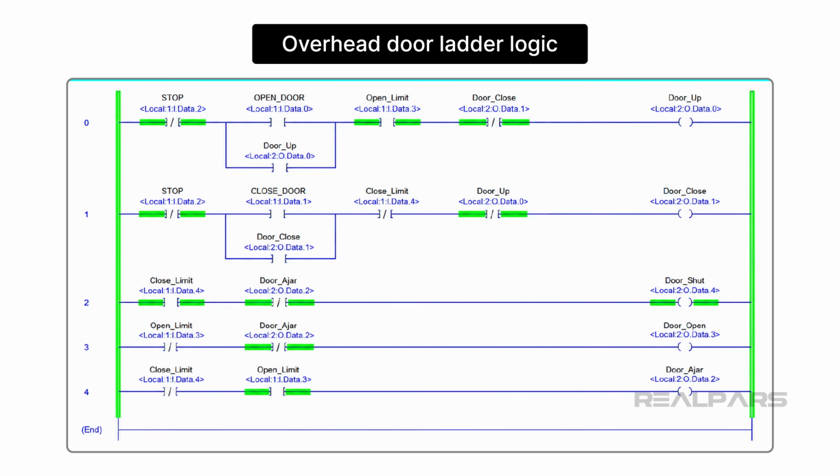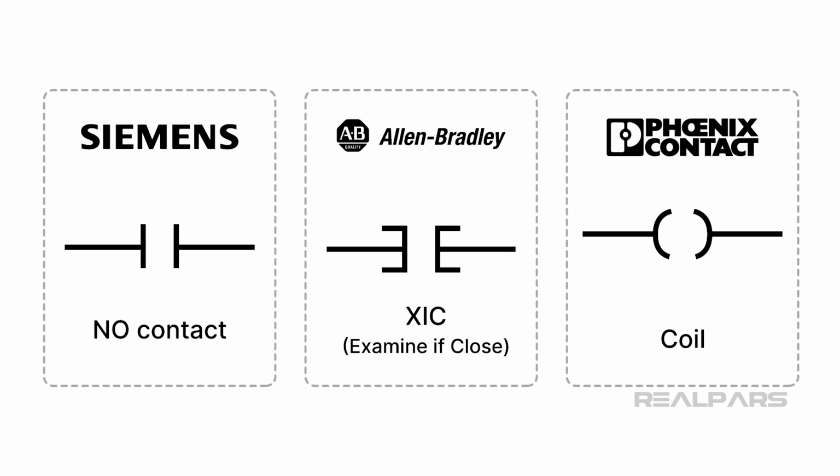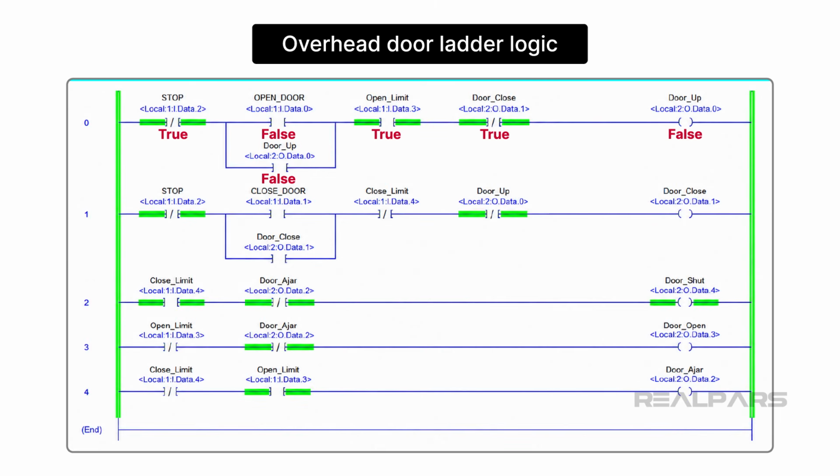Wow, that was fun! We hope you enjoyed following along. And just like that, you've gone from staring at a drawing that made no sense to deconstructing an overhead door system. Whether you're looking at a Siemens NO contact, an Allen Bradley XIC, or a Phoenix Contact coil, the logic is the same. Sort through the true and false instructions, and you'll find the answer.